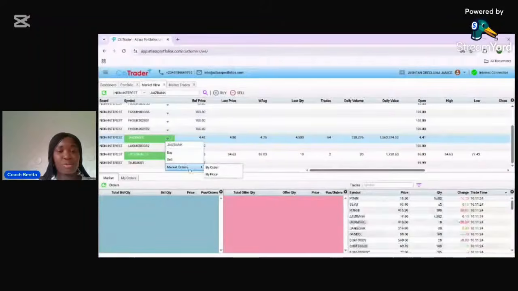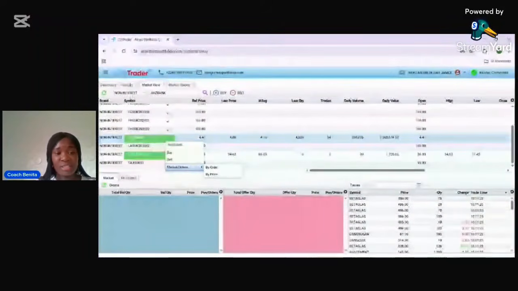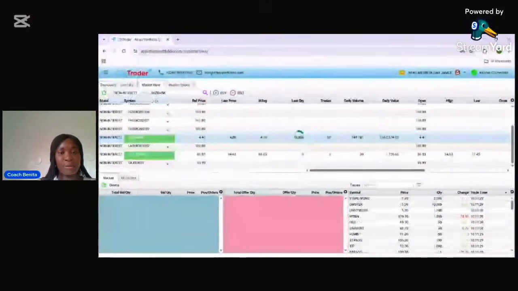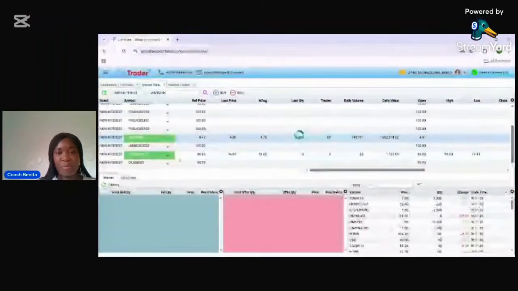So the market order shows you everything that is happening in the market as touching Jai's Bank. So it says by order or by price. Now let's explain, what does by order mean? Let's click on buy order. So when it says buy order, I'll be waiting for that to scroll.